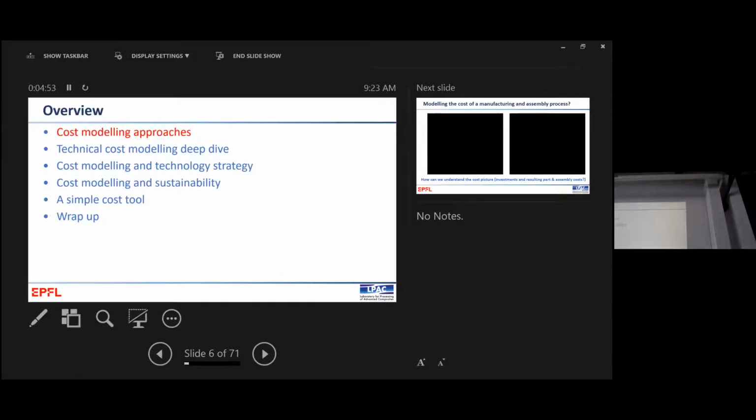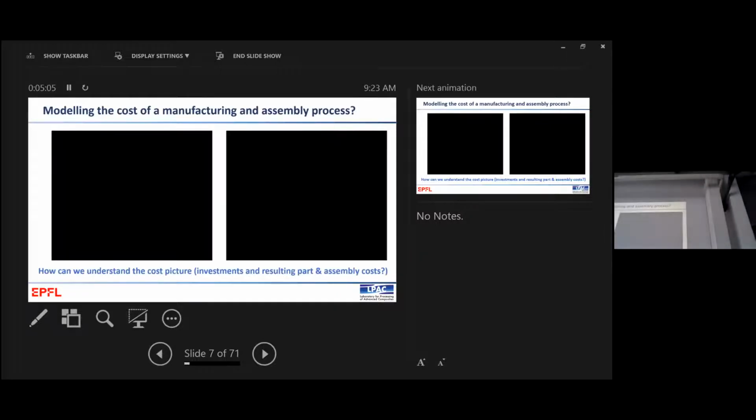And then at the end, we're going to have on Doodle a simple cost tool, which you can use in your projects. Also to understand what we're talking about, you can play around with numbers in and see what the graphs do yourself.